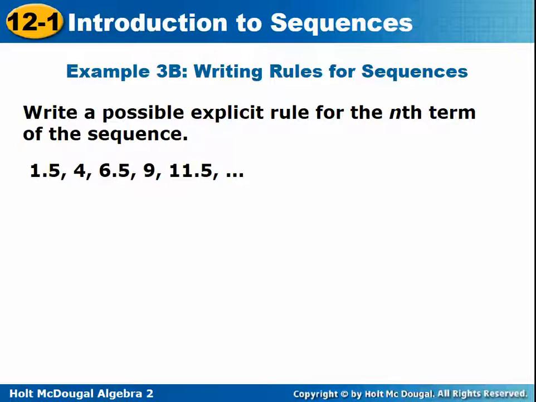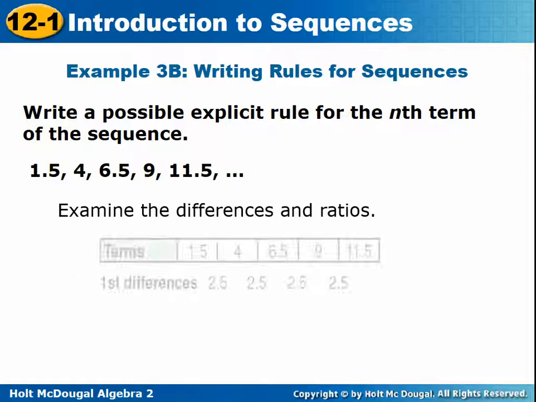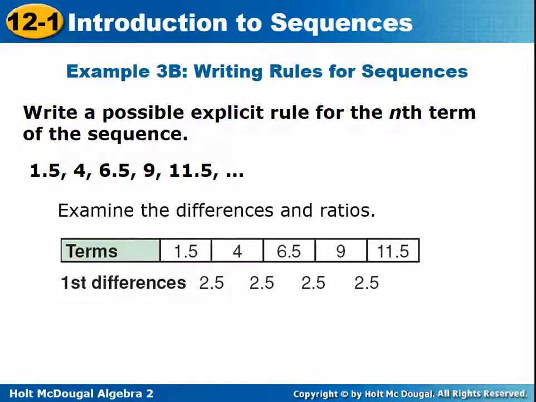All right, so let's look at this right here. The first thing that we have to do is figure out, is it a linear pattern? Is it a quadratic pattern? Is it an exponential pattern? So we do that by looking at the differences, the first differences, the second differences, and if neither of those are the same, then we look at the ratios. So here we have our terms listed, and we subtracted: 4 minus 1.5 is 2.5. 6.5 minus 4 is 2.5. 9 minus 6.5 is 2.5. All of our first differences are the same.